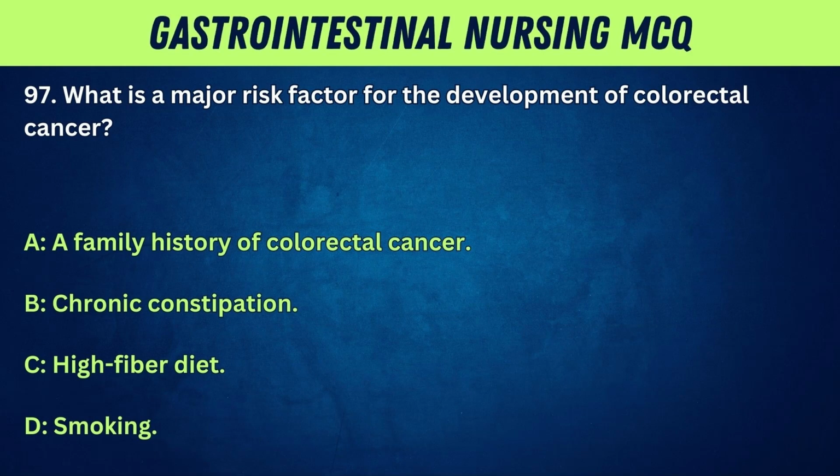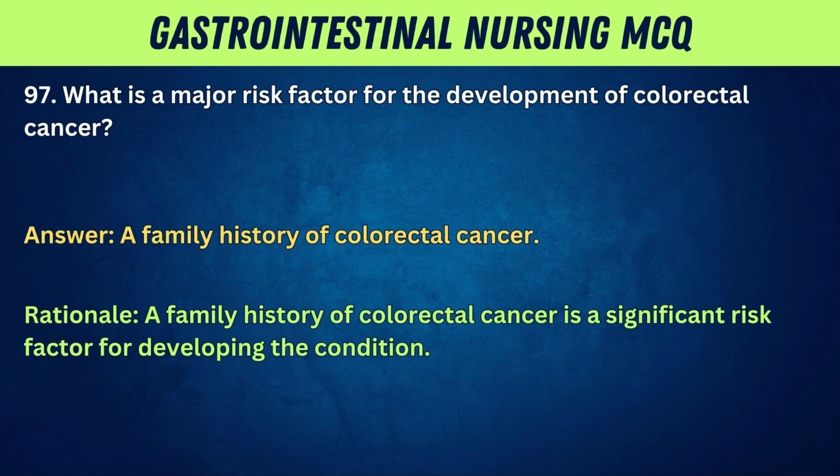97. What is a major risk factor for the development of colorectal cancer? A. A family history of colorectal cancer. B. Chronic constipation. C. High-fiber diet. D. Smoking. Answer. A family history of colorectal cancer. Rationale. A family history of colorectal cancer is a significant risk factor for developing the condition.